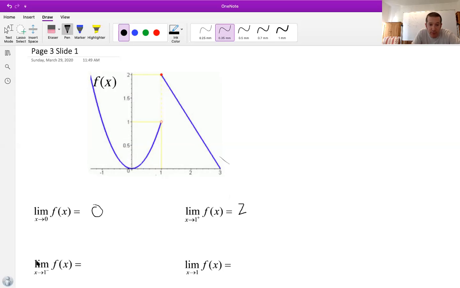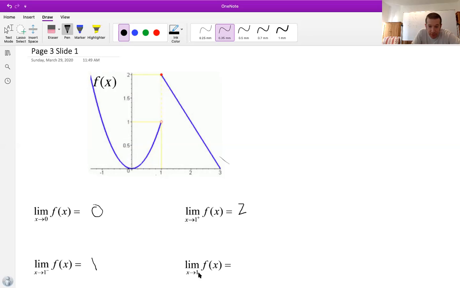The next one says limit as x approaches 1 from the left of f of x. So there's 1, so I start to the left of it and I get closer and closer to x equals 1, and y is approaching 1. That's 1. There's a hole there, but it doesn't matter because I don't care about what happens at 1. I care about what happens as x gets close to 1. And as x is getting close to 1 from the left, y is getting close to 1.